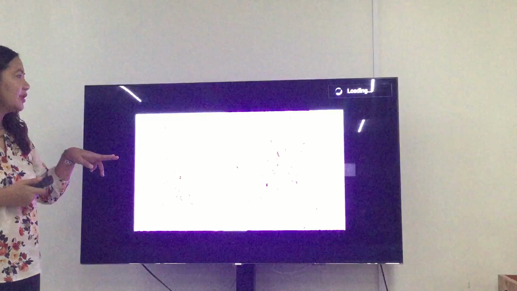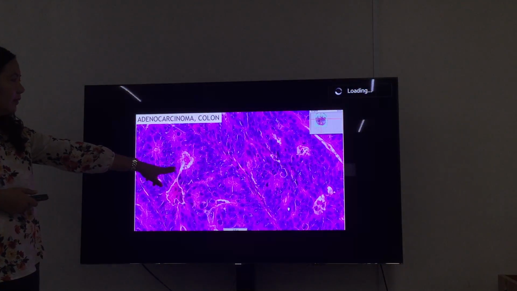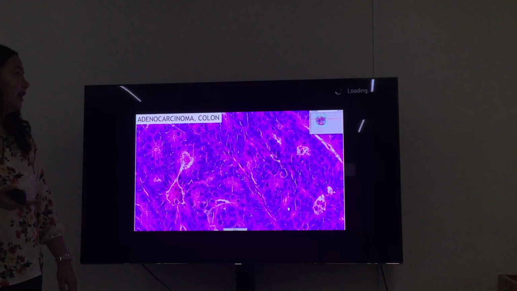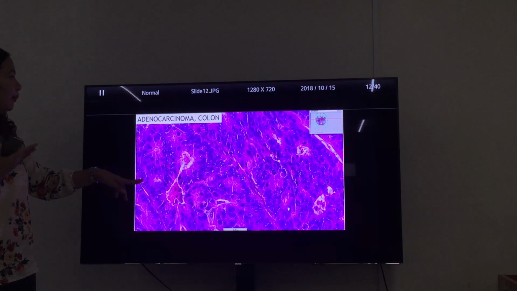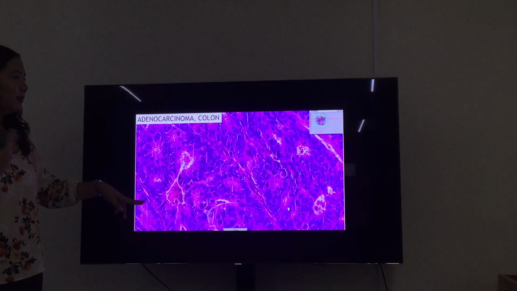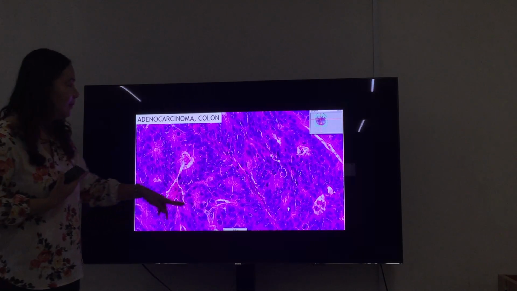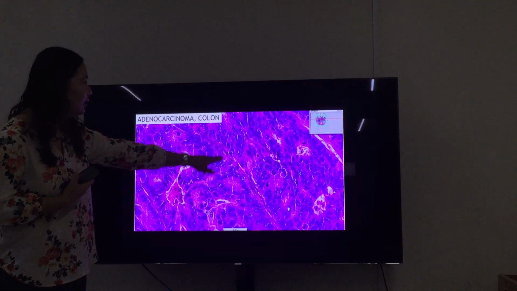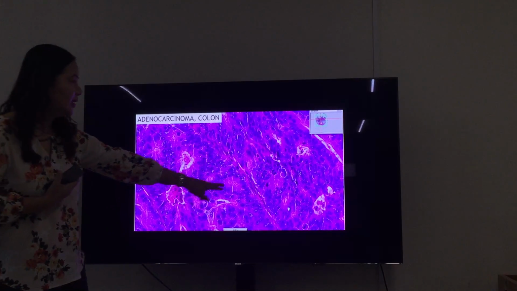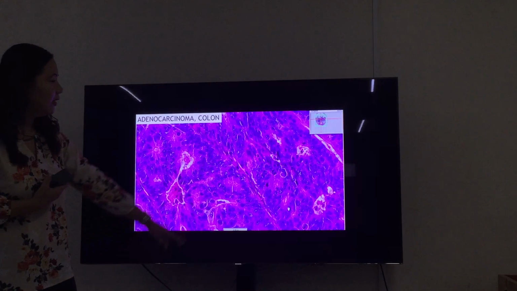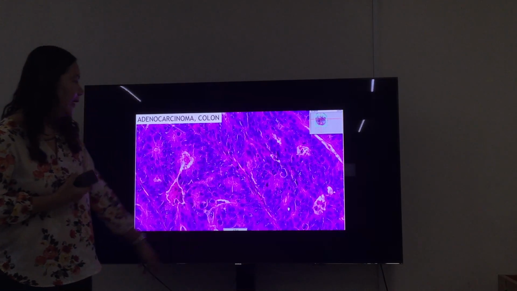And nuclear features, there you can see what? Pleomorphic nuclei with prominent nucleoli. Ano yung pleomorphic? Pleomorphism nga, there is variation in the size and the shape. So you can see here elongated nuclei, you can see round, you can see large nuclei, and you can also see some hyperchromatic nuclei. Okay?